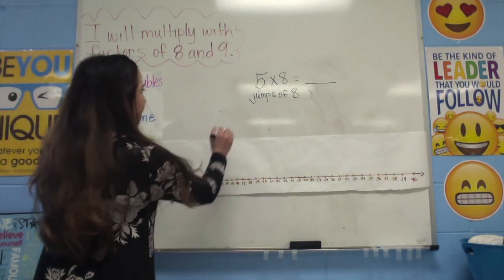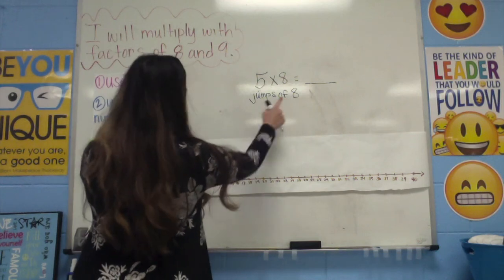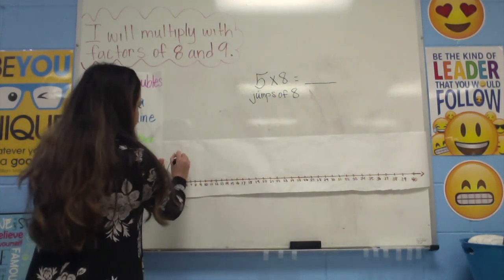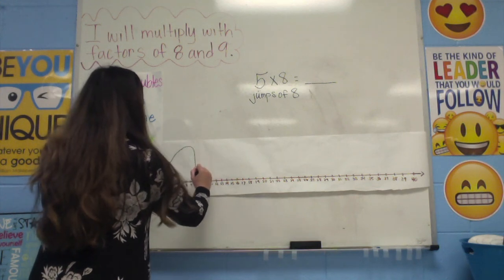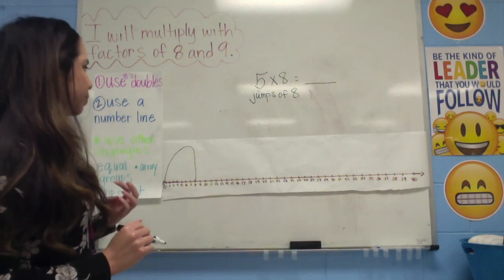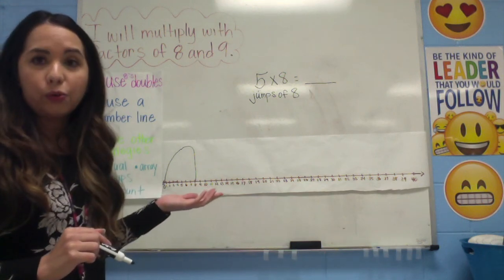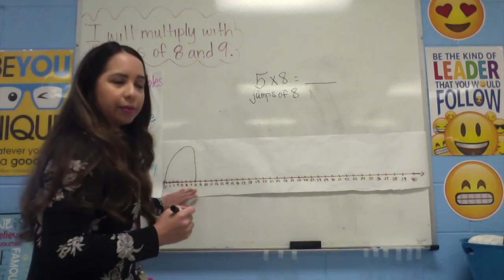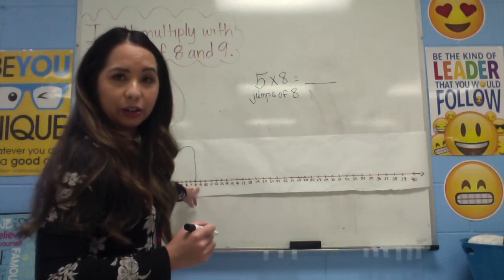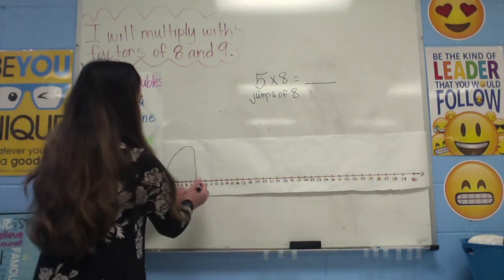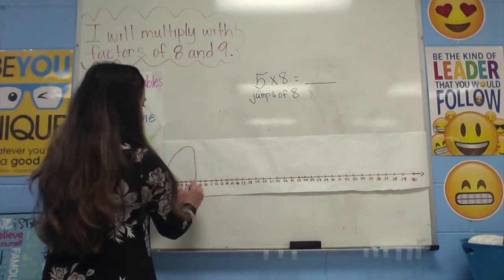Okay, and again, I know there's going to be 8 in each jump. So from 0, my first jump will be from 0 to 8. Okay, that's one jump of 8, also equal to one group of 8. Now, I know skip counting by 8's can be a little trickier, harder, so you can start at 8 and count up by 8. So here we go.